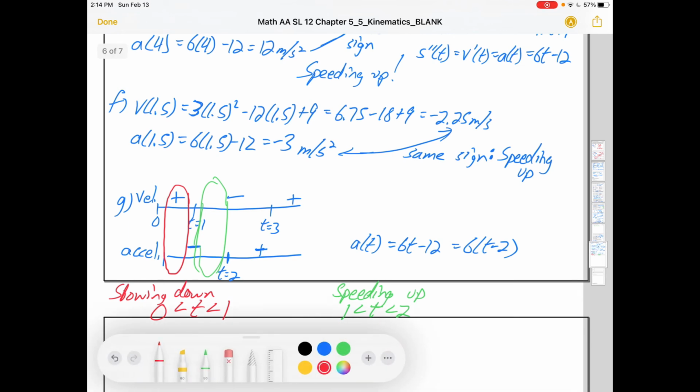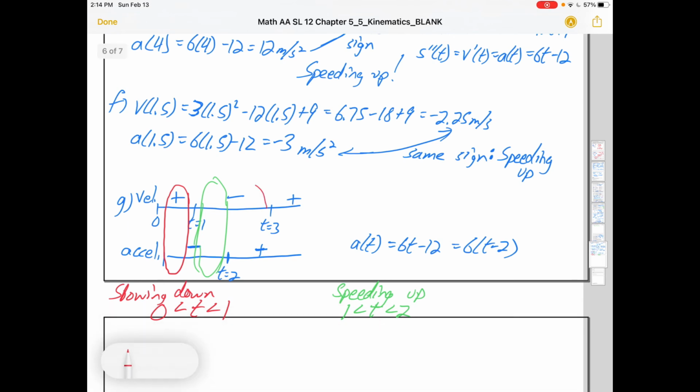Now let's check it out. At t equals 2, things change. Velocity's negative, but acceleration's positive. So you're going to be slowing down over that time. And then finally, in the end, you're going to be speeding up forevermore when t is greater than 3.